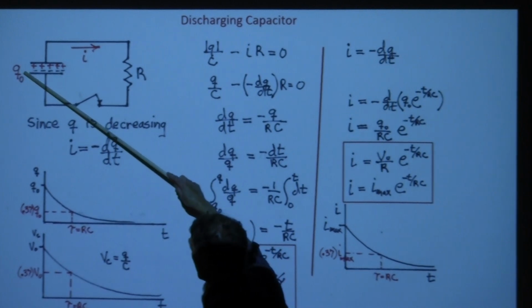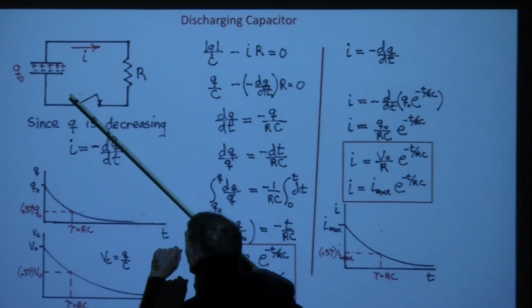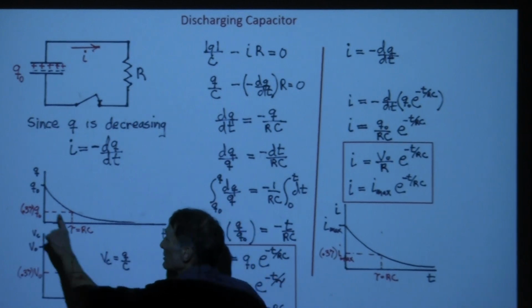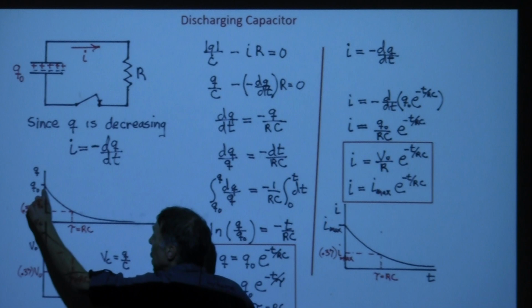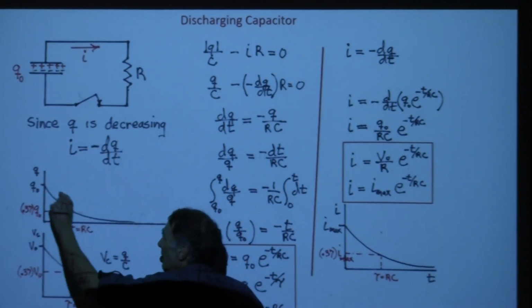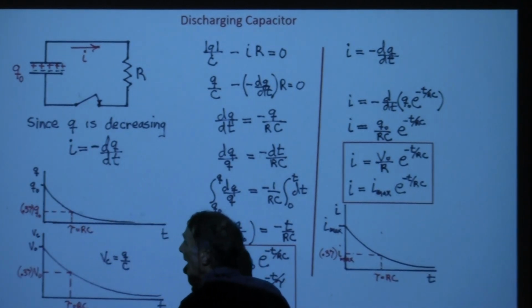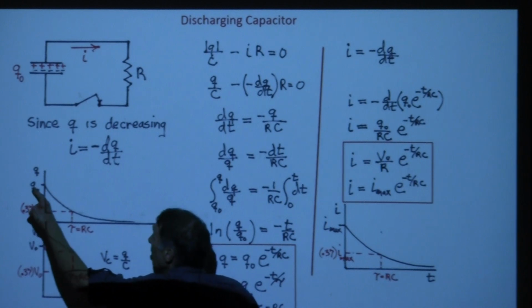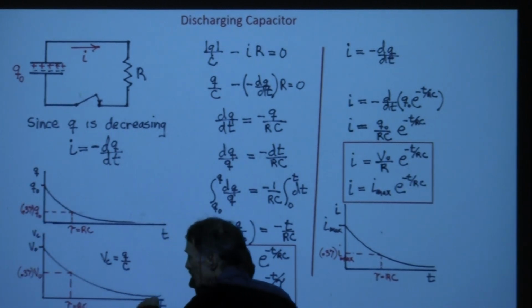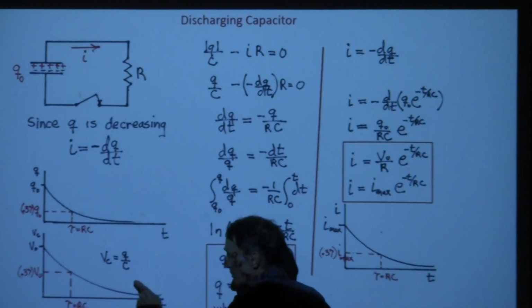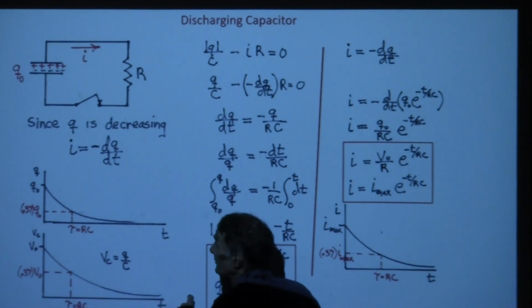We're going to start off with some Q naught. Just looking at this conceptually, it's going to start with some Q naught, and when we throw the switch, it's going to start to discharge and come down. As the Q of the capacitor discharges, so would its voltage, since they're directly related. Q over C is the voltage of the capacitor.